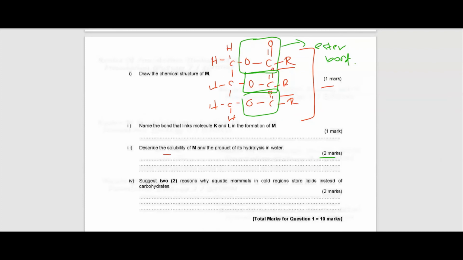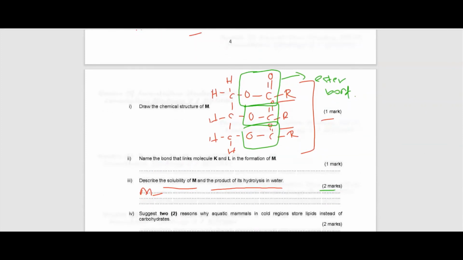So that is M. Describe the solubility of M and the product of its hydrolysis in water. So M is insoluble. That is the crucial, compulsory point for 1 mark. You look at this question, it consists of 2 questions actually. First, you have to describe the solubility of M, and second is the solubility of the product of its hydrolysis. M is a triglyceride.